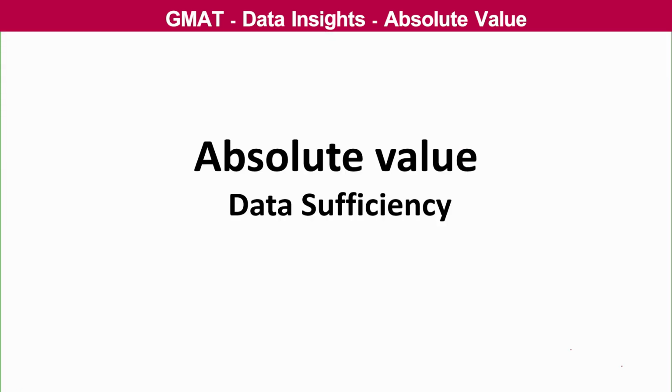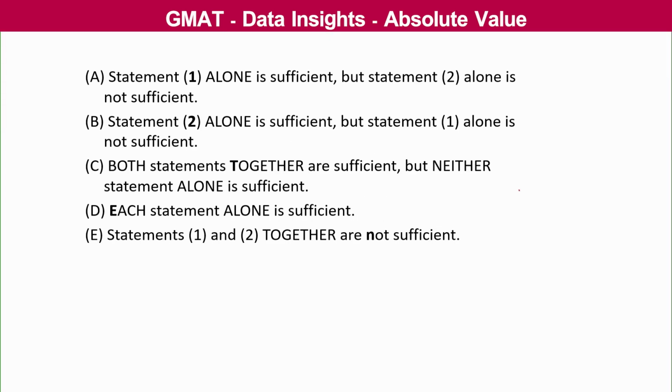Let's look at how the options look. Here is how your options for data sufficiency will be. A is when statement 1 alone is sufficient, but statement 2 alone is not sufficient. Option B is when statement 2 alone is sufficient, but statement 1 alone is not sufficient. Option C is when both the statements together are sufficient, but neither statement alone is sufficient. Option D is when each statement alone is sufficient. And option E is when statements 1 and 2 together are not sufficient to answer the question.